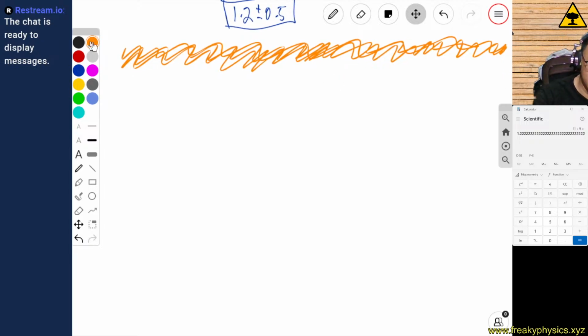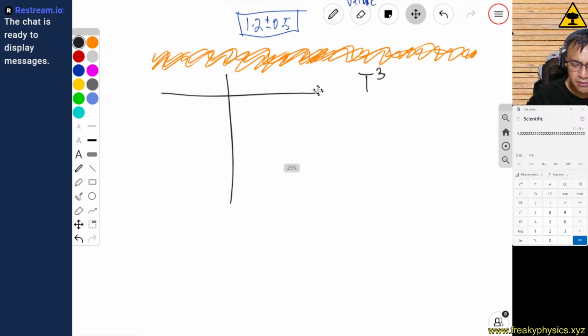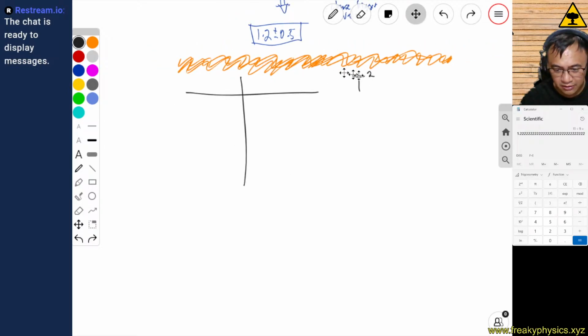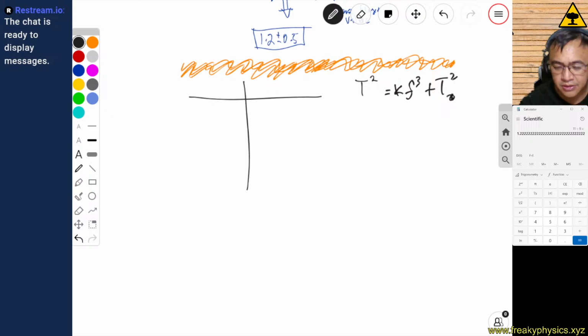You know what, let's put a table in first. So let's go back to that old equation. Remember our equation was t squared, or was it t squared or t cubed? T squared, right? So our graph was t squared is equal to some value of k f cubed plus t0 squared. So how do we know that this is that particular example?